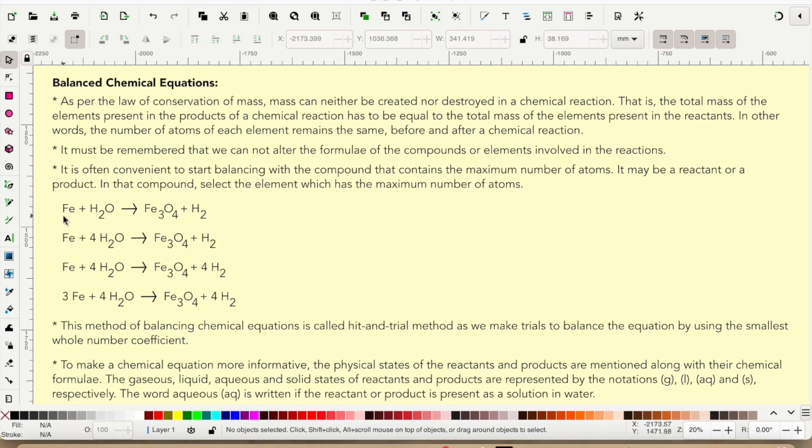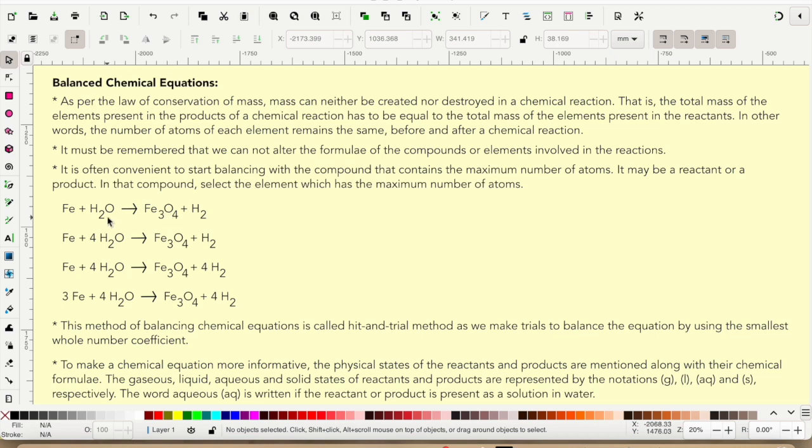This unbalanced chemical equation has 4 substances. Out of these 4 substances, Fe3O4 has got the maximum number of atoms. They are 7: 3 iron atoms and 4 oxygen atoms. Oxygen atoms are more than iron atoms, so we will start balancing oxygen atoms first.